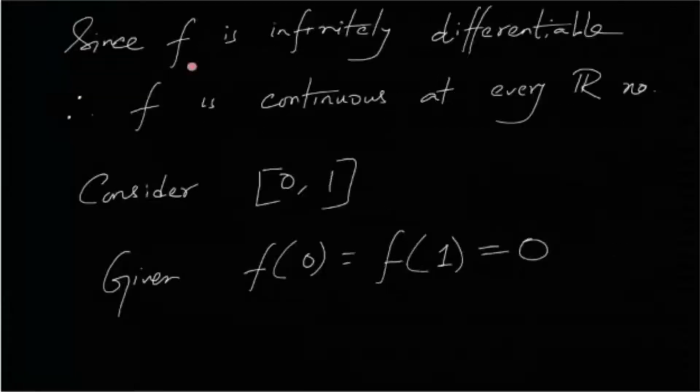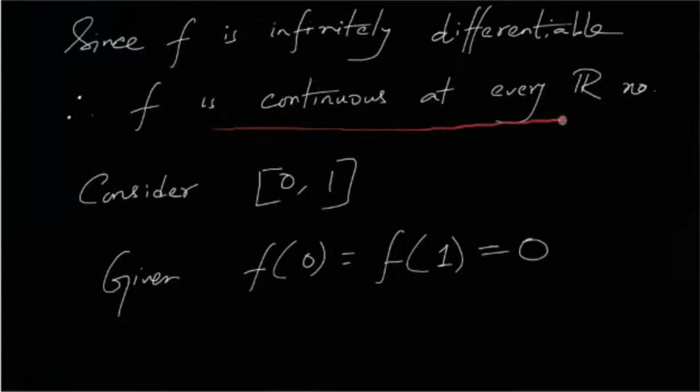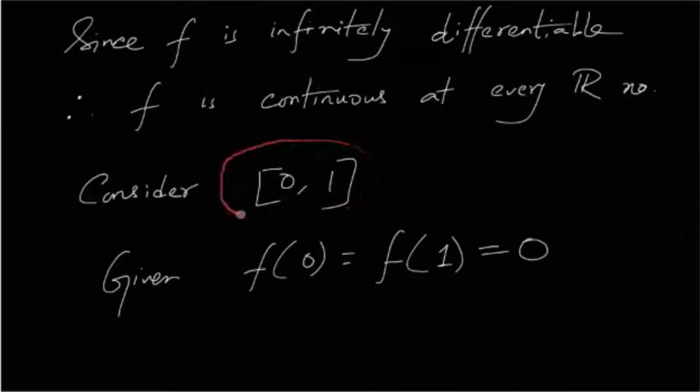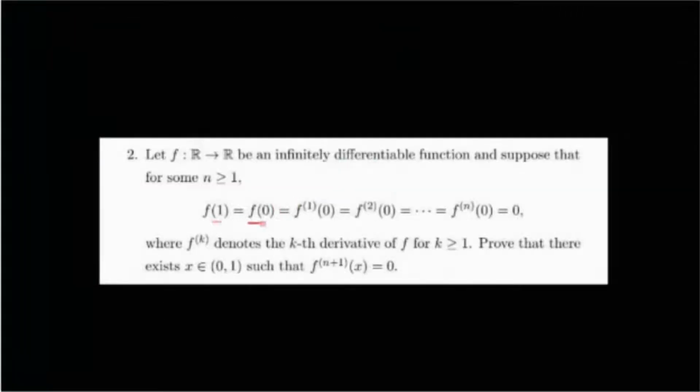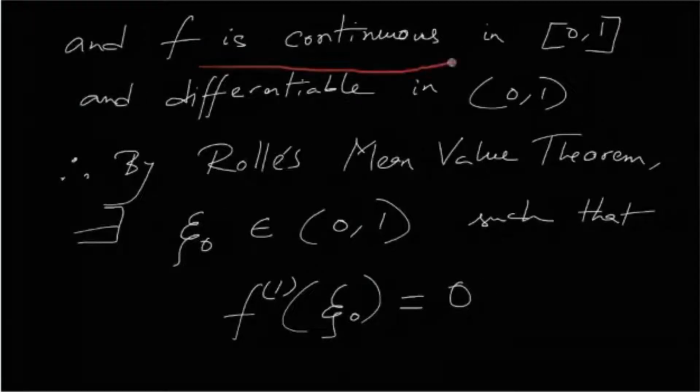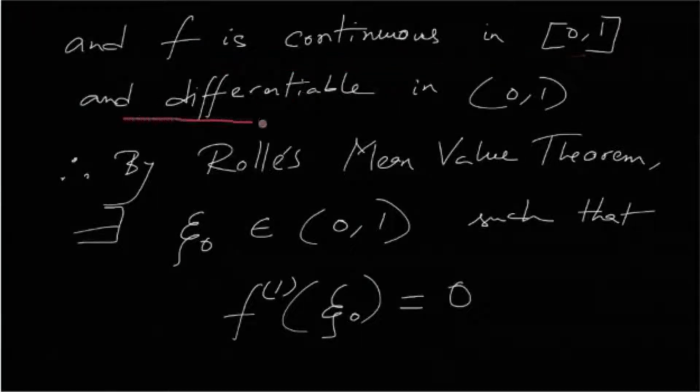Since the function is infinitely differentiable, it is continuous at every real number. Let us consider the closed interval [0, 1]. It is given that f(0) and f(1) are both 0. And obviously the function is continuous in the closed interval [0, 1] and differentiable in the open interval (0, 1).